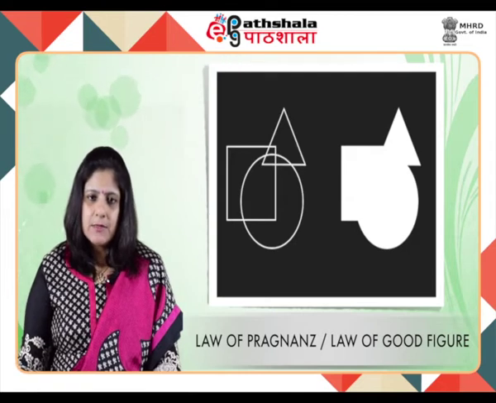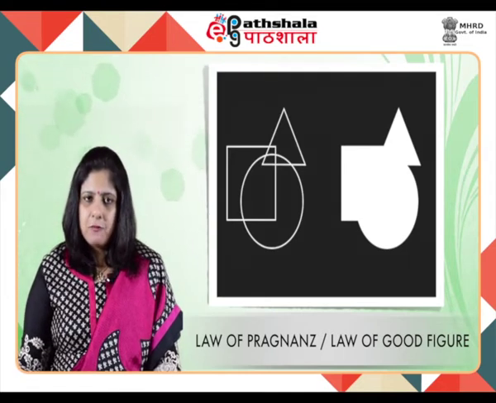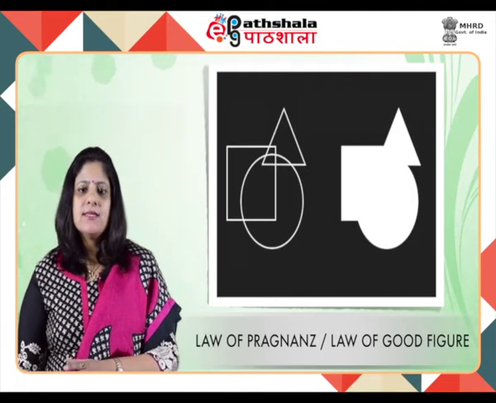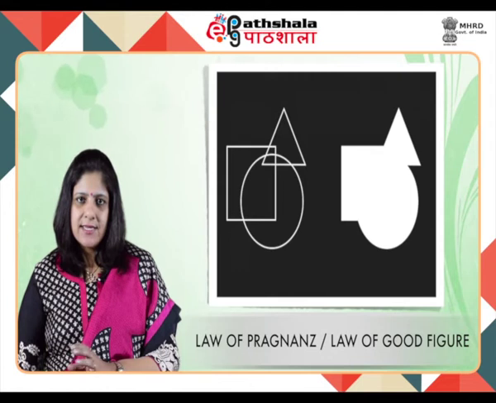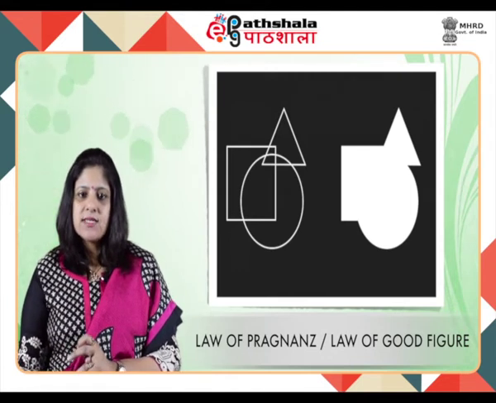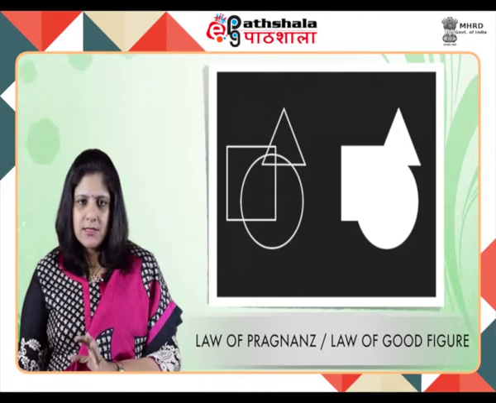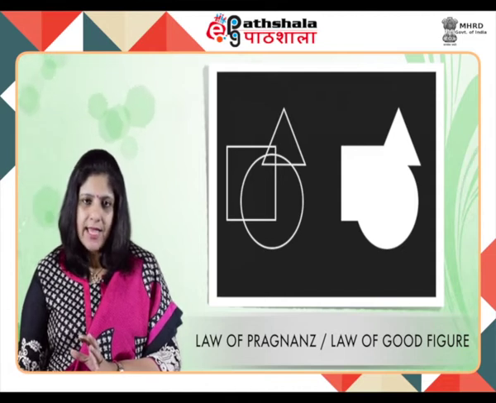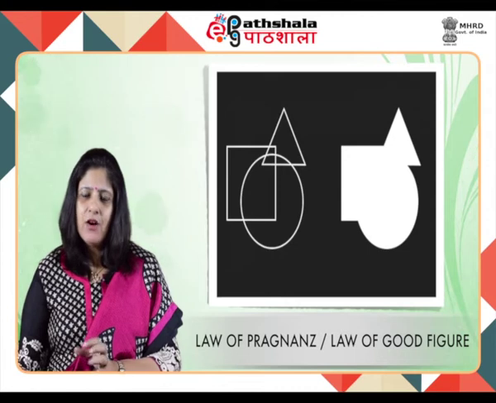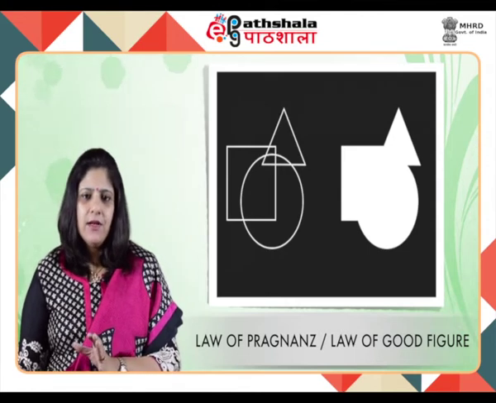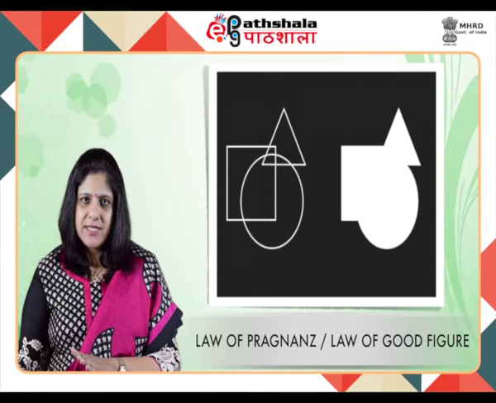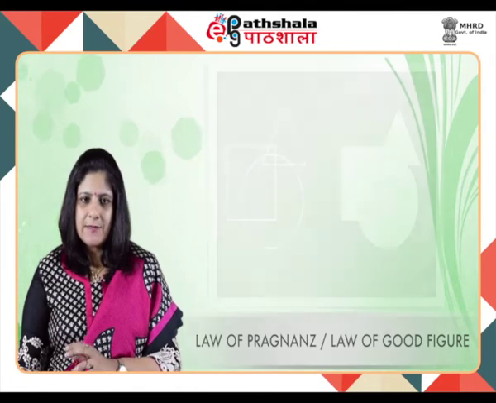Another example of the law of Pragnanz is shown here, where this image appears to be a series of circles rather than complicated shapes. You would perceive them not as a shape, but that shape would be termed the Olympic symbol. But the initial phase would be of circles. There are five rings here which you could perceive on the first phase.